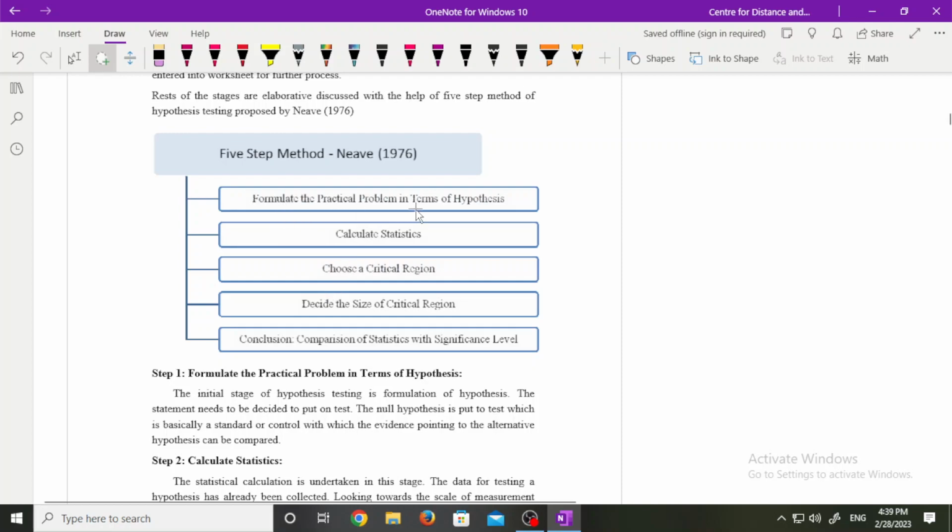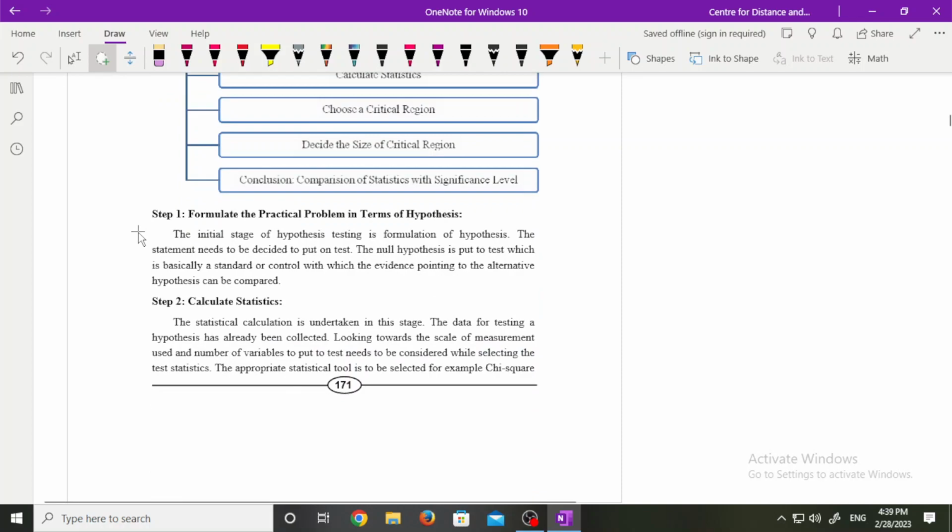Formulate the practical problem in terms of hypothesis. Then calculate statistics, choose a critical region, decide the size of critical region. Then conclusion, comparison of statistics with significance level. That is in step 1, formulate the practical problem in terms of hypothesis. The initial stage of hypothesis testing is formulation of hypothesis, that is we have to formulate our hypothesis in the first step.